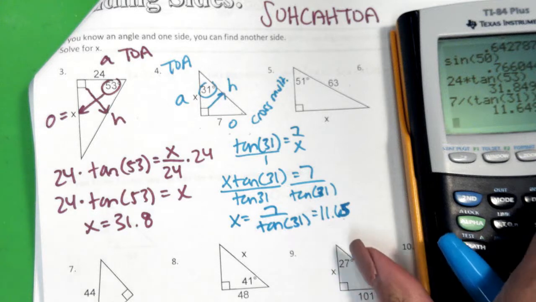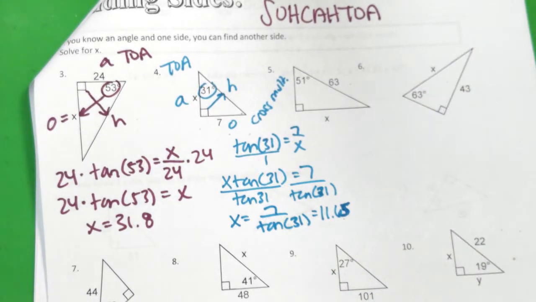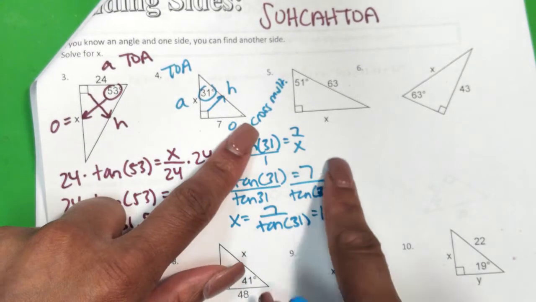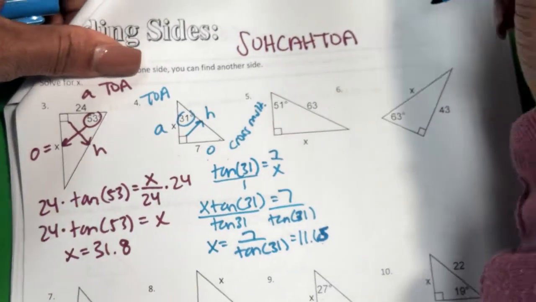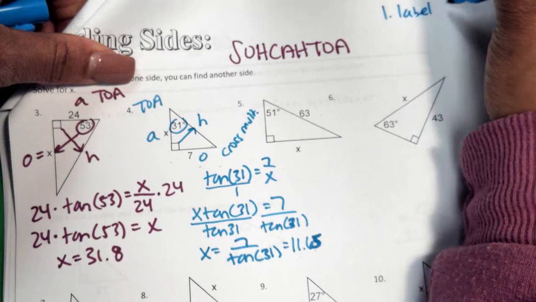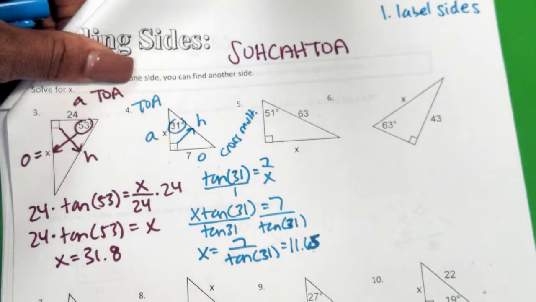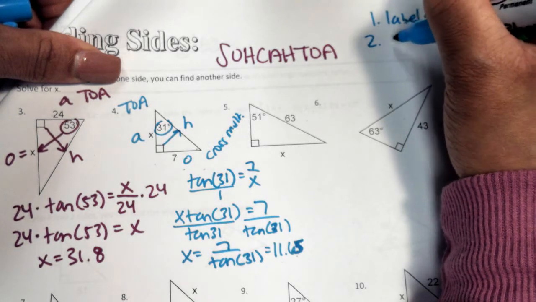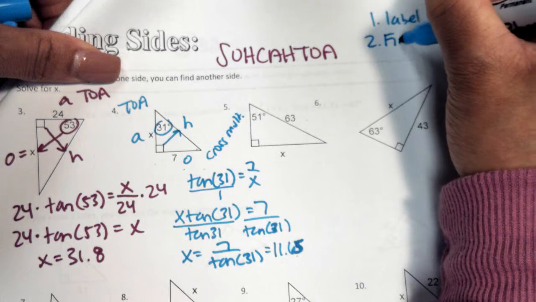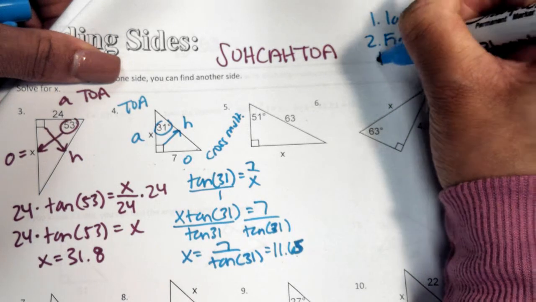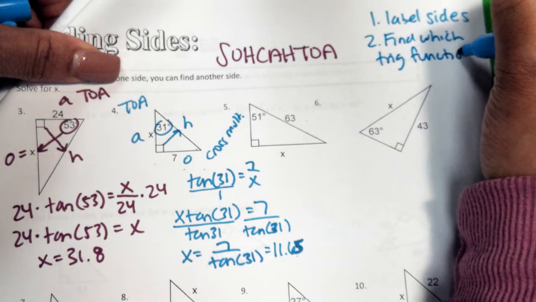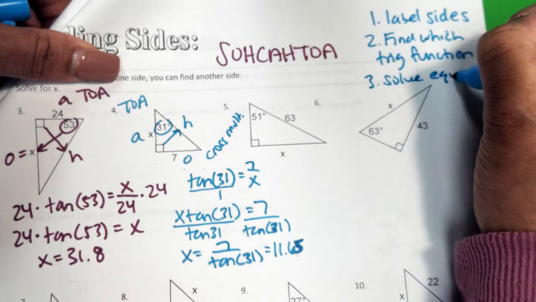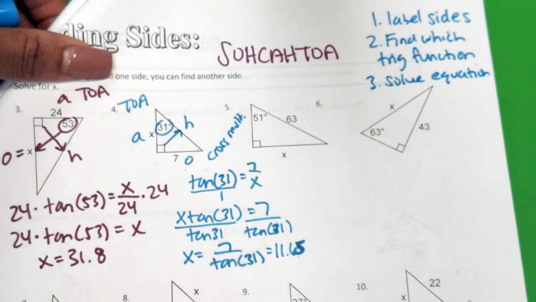Alrighty. So, those are a couple examples. See if you can try a few more on your own. Note you'll have some where you'll have to label your sides first. So label your sides first. And then your second step is to find which trig function. And then your last one is to solve the equation. Okay, and so those are your 3 steps.